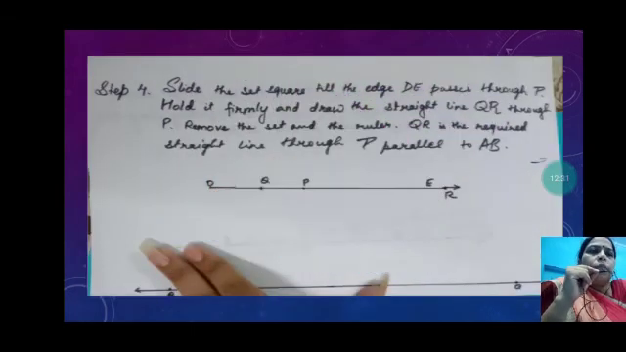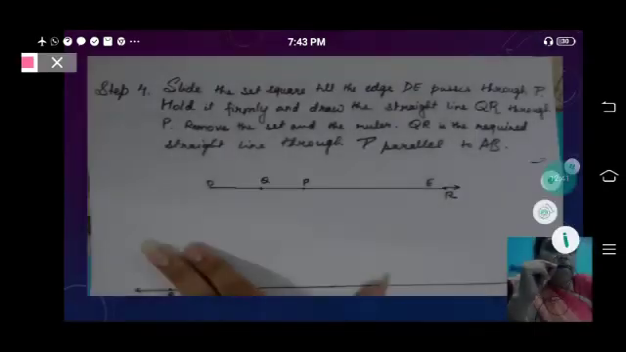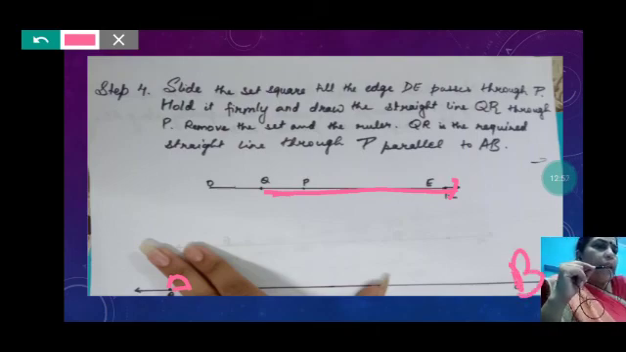So here we have seen that we get a straight line QR parallel to AB. So this is the straight line parallel to AB. Like this, we have to construct the parallel line and the perpendicular line.